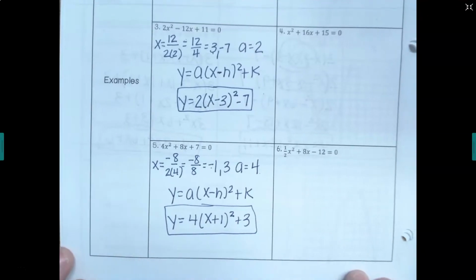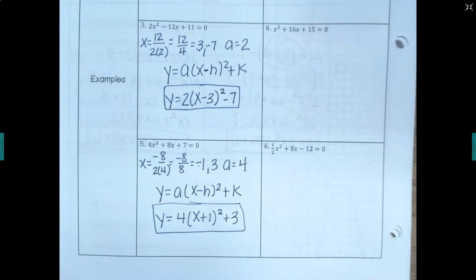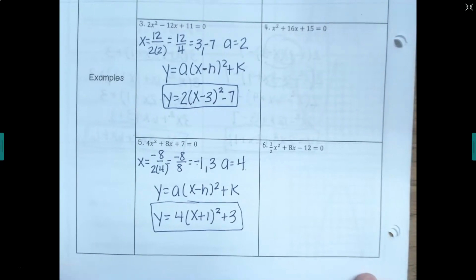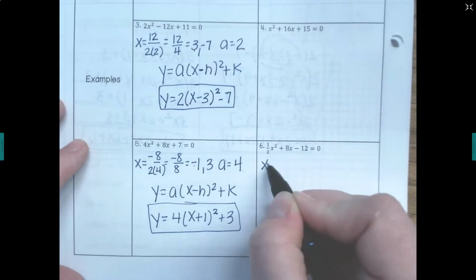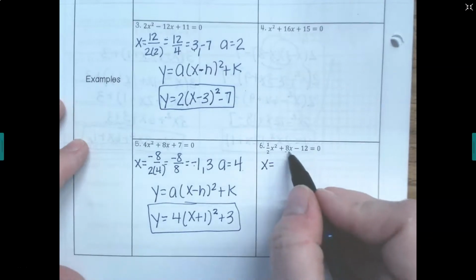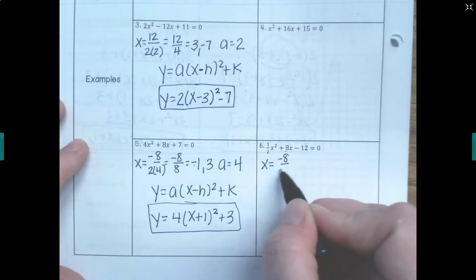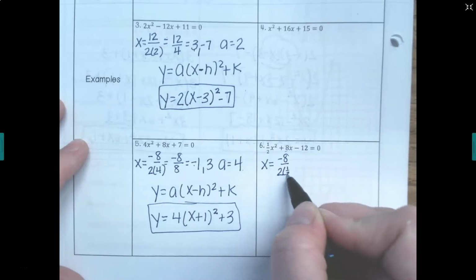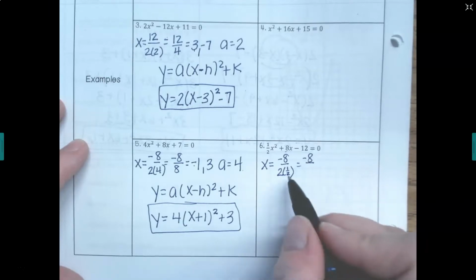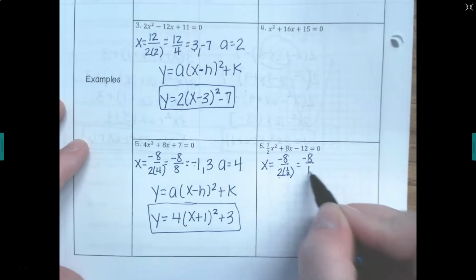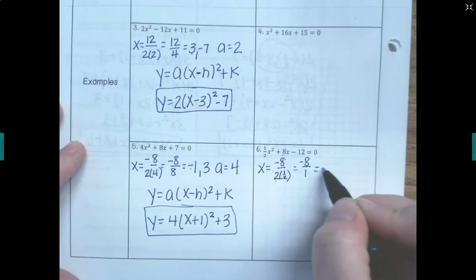All right, let's do one more because there's a fraction there, and I know sometimes fractions bother us, but that's okay. We can do this. Find your vertex. I'm starting the same way every time. That's a +8, so -8 divided by 2 times a equals -8 divided by 2 times 1/2, which is just 1. So that's -8.